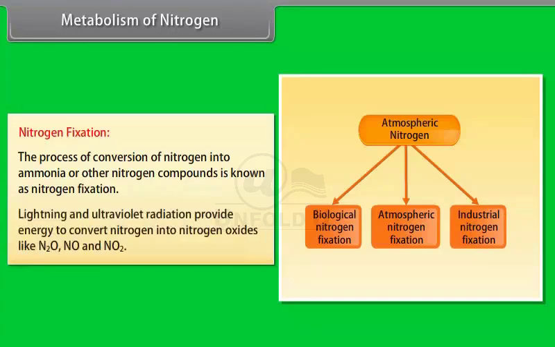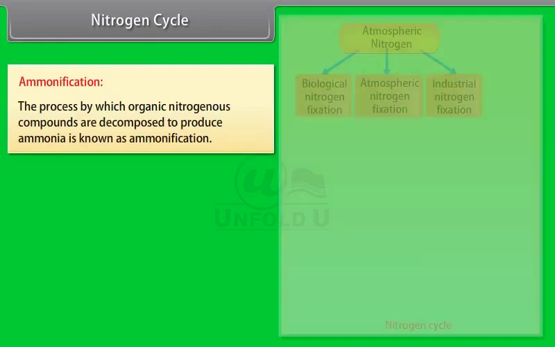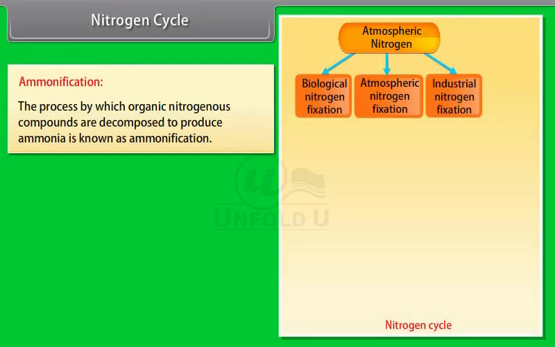Lightning and ultraviolet radiation provide energy to convert nitrogen into nitrogen oxides like N2O, NO and NO2. Nitrogen cycle. Ammonification. The process by which organic nitrogenous compounds are decomposed to produce ammonia is known as ammonification.